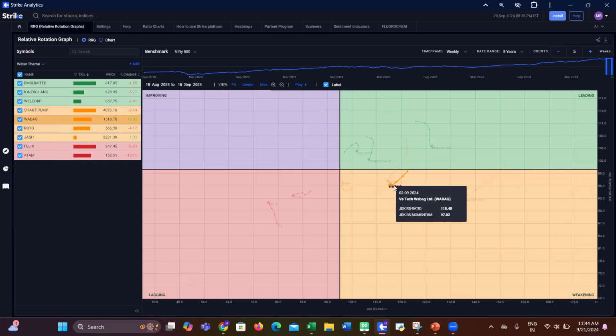Baba Tech, very interesting, very small tail lengths. There is a decrease in the RS momentum for sure, but not a significant decline, and no significant decline in terms of RS ratio. So we need to keep an eye on whether there is any further turn towards leading. Roto Pumps, a significant reduction of RS momentum as well as the RS ratio.